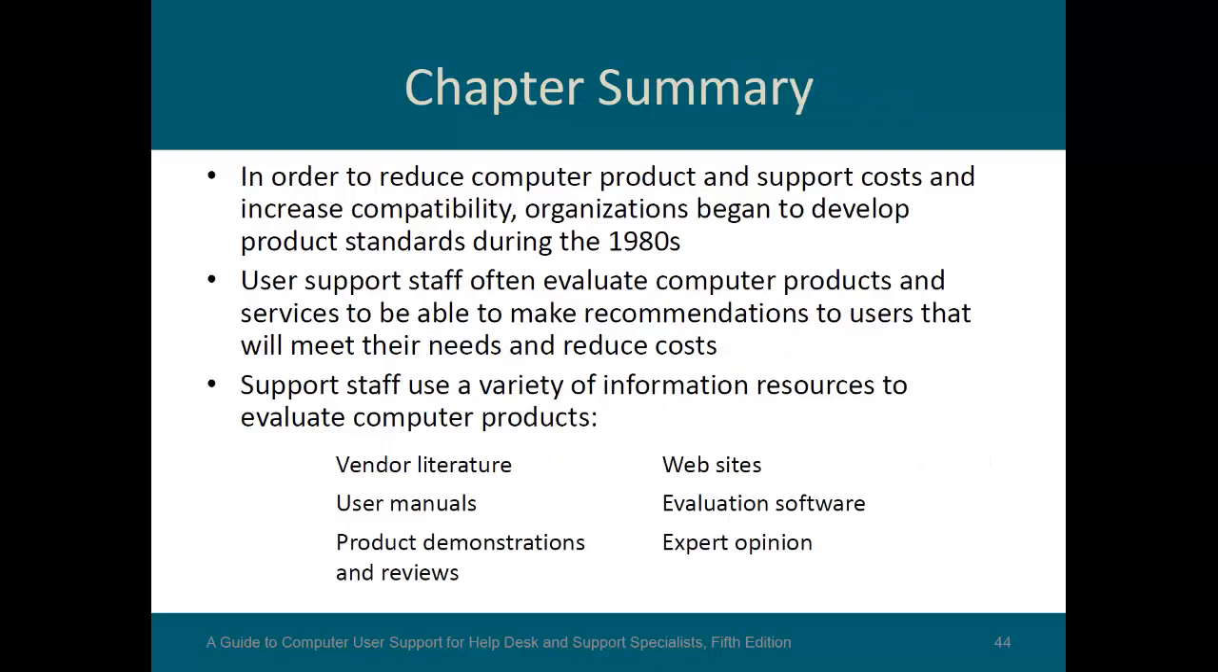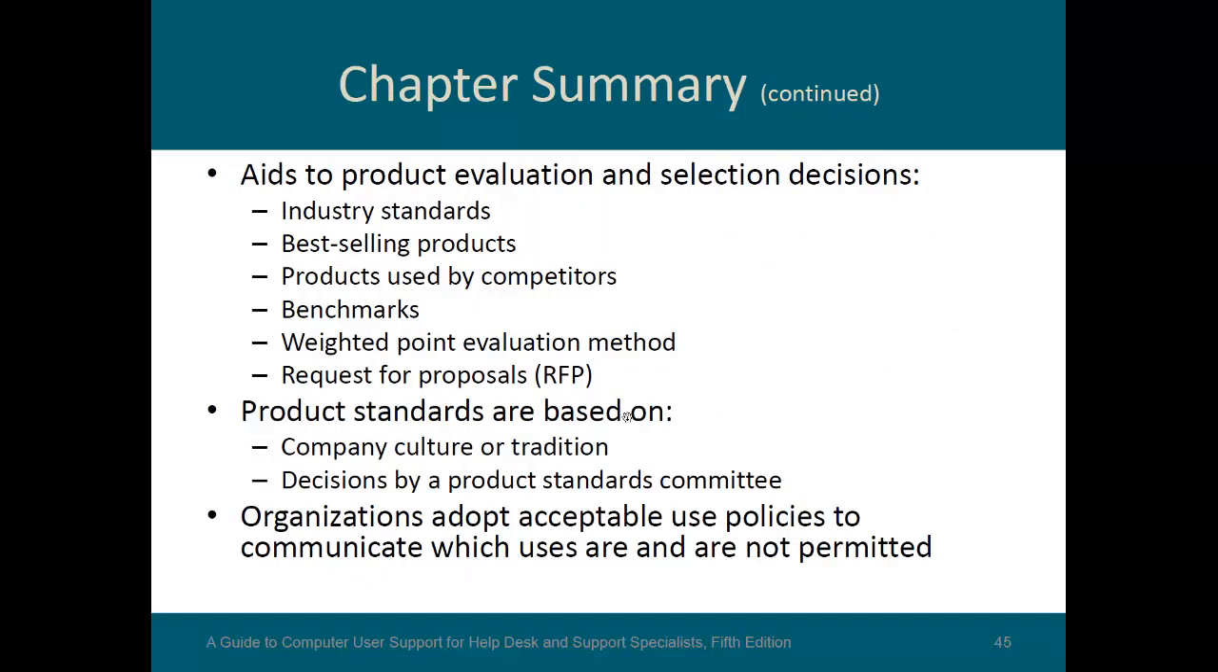All right, we discussed in this chapter how to reduce computer product and support costs, and user support staff evaluations. Support staff use a variety of information resources, aids to product evaluation and selection decisions, and product standards. Organizations adopt acceptable use policies to communicate. So all these things in Module 5, and we'll be looking forward to Module 6, where we'll learn some new technologies.